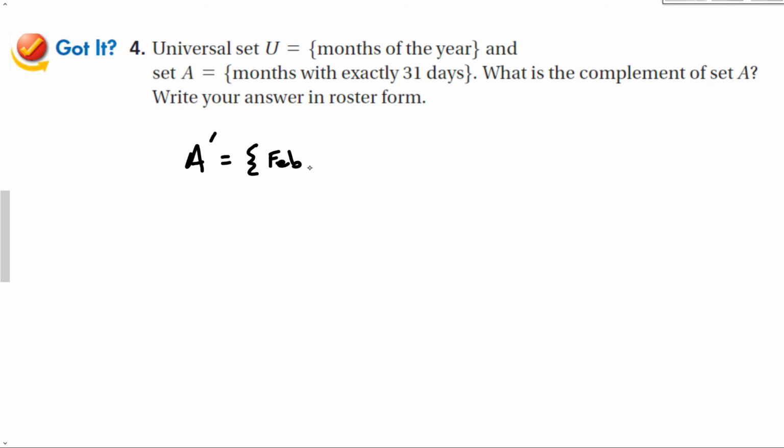February, which has 28 days, April, June, September, and November. All are months with 30 days, except for February, which has 28.